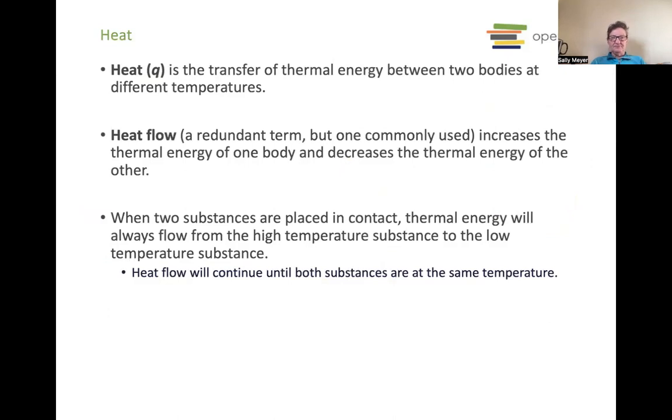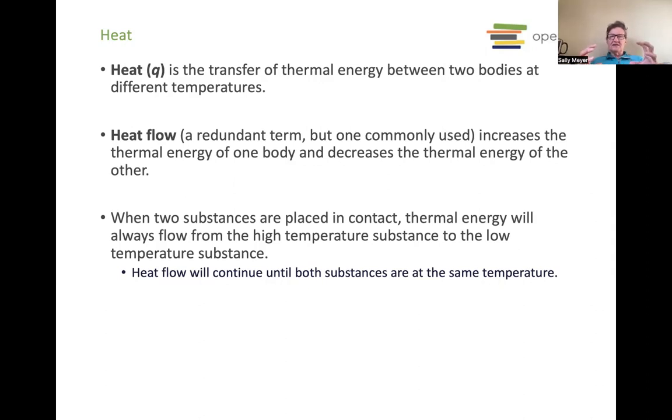So heat, which we give the symbol Q, is the transfer of thermal energy between two bodies at different temperatures. Heat flow, which is kind of redundant because heat is by definition a flow of energy, increases the thermal energy of one body and decreases the thermal energy of another.